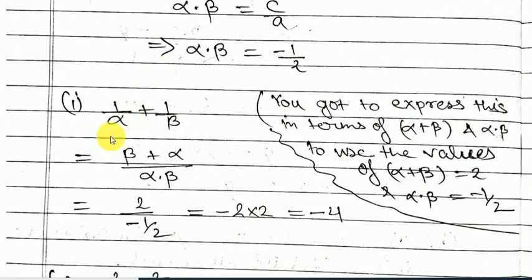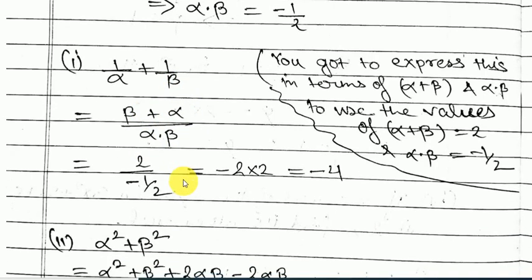So number one, 1 upon alpha plus 1 upon beta. Now I can take the LCM, or you can say cross multiply. So when you do the cross multiply, you get beta plus alpha, and down you get alpha into beta. You don't know the value of alpha, you don't know the value of beta, but you know alpha plus beta and you know alpha into beta. Yes, that's why you first have to try to write this expression in this form.